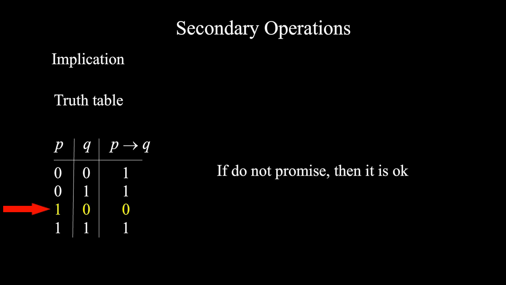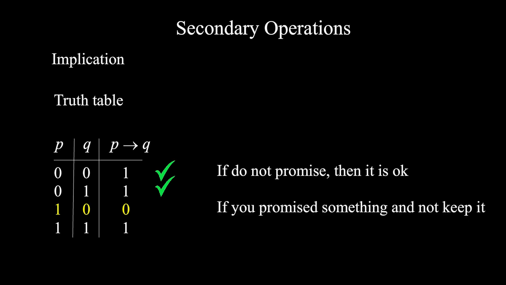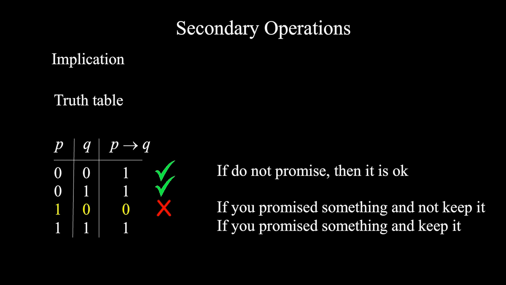If you don't promise anything, it does not matter whether you fulfill it or not. It is always okay. So this is when P is 0. It does not matter the values of Q. Now, if you promise something, then it is not good if you do not fulfill it. This is when P is 1 and Q is 0. This is the only 0 for the implication. Of course, it is okay when you promise something and fulfill it.